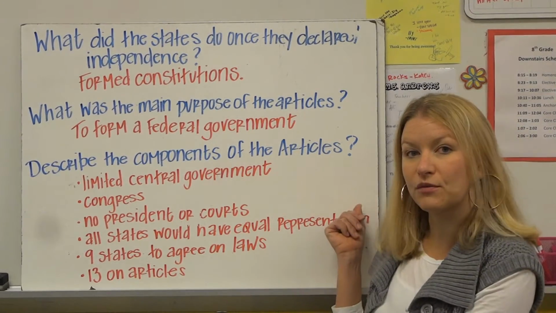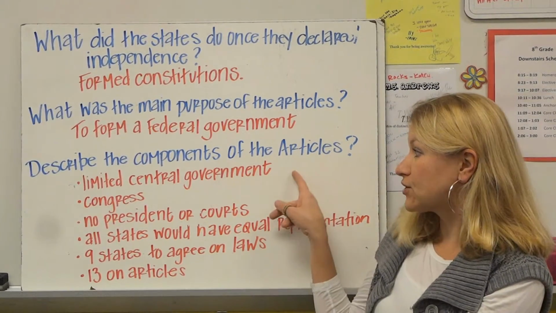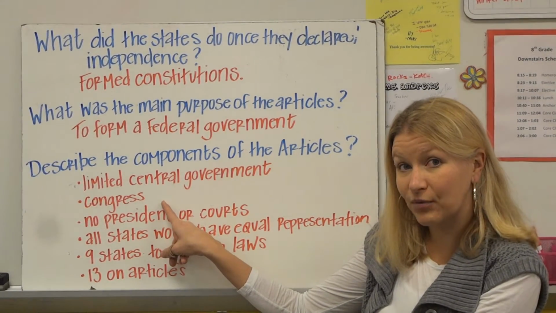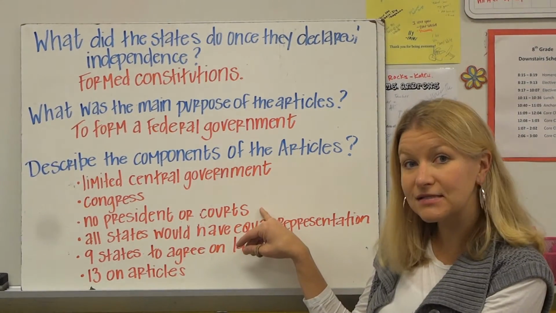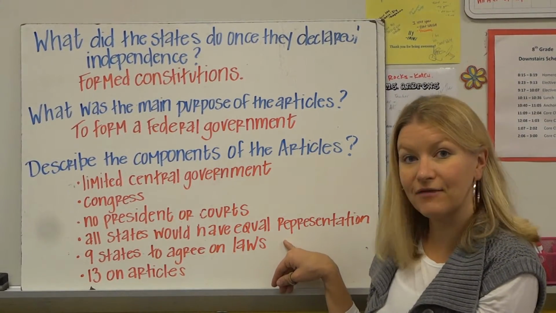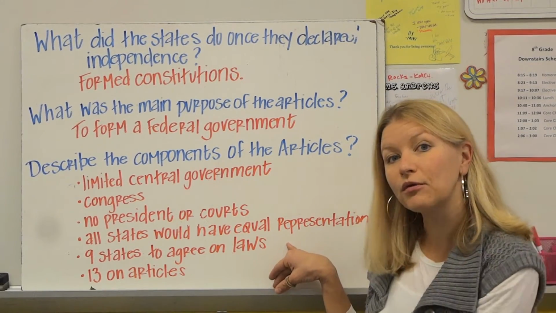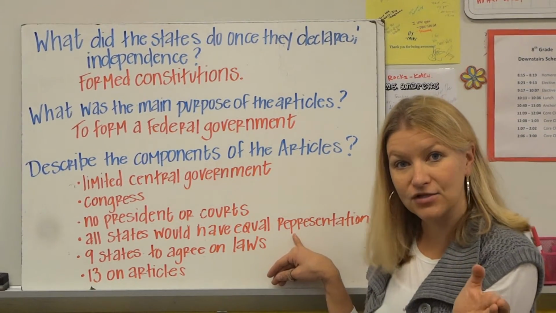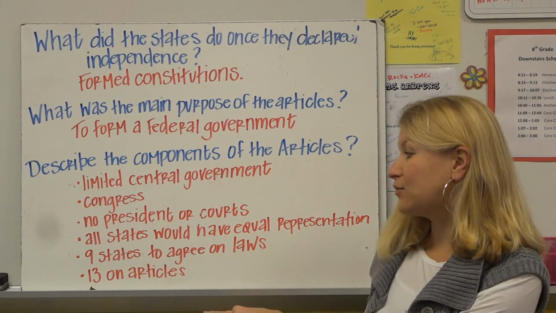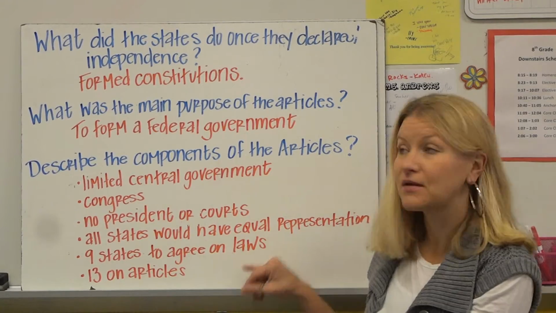Describe the components of the articles. We've already looked through the major components, but these are the ones that I want you to make sure that you're aware of. First of all, it limited the central government. Second, it provided for a strong legislative branch or Congress. There were no presidents and no courts, so the only branch of government was this Congress. All states would have equal representation. This is a problem because you had states with higher populations and you had states with lower populations, and the states with the higher populations felt like this was not the way to go. You had to have 9 states to agree on a law, and you had to have all 13 states to agree on an amendment to the articles. Remember, we only had 13 states, so these are really high percentages.